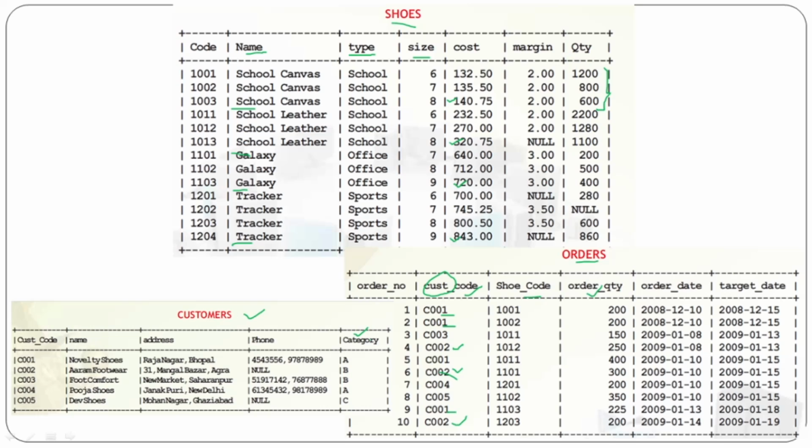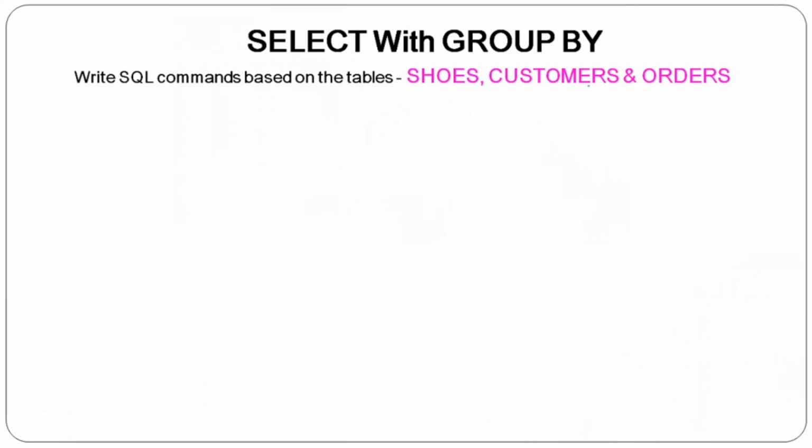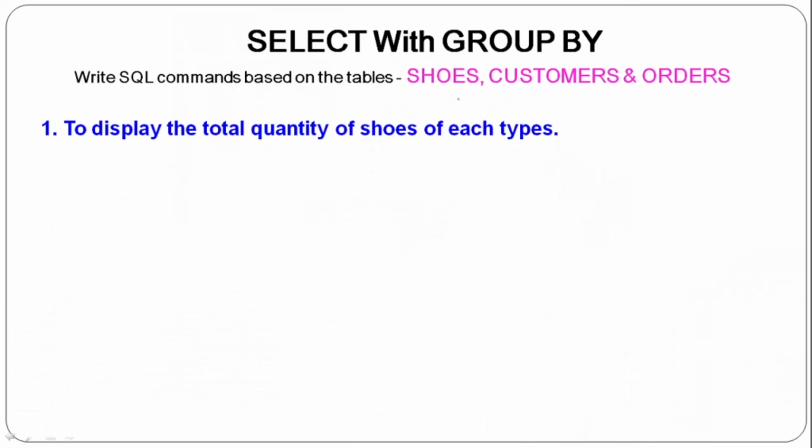Let us go with some examples. We are using the shoes, customers and orders table. Question: to display the total quantity of shoes of each type. So we have to find the total quantity. We can use the aggregate function sum quantity, and it should be grouped on the basis of type.